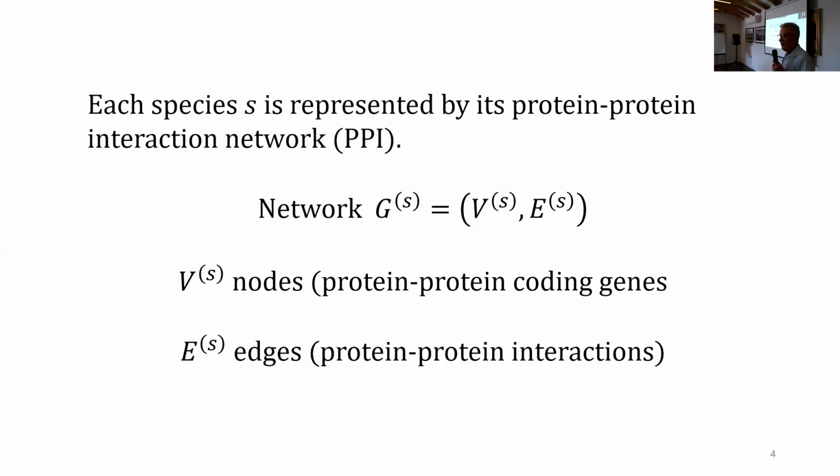Now, each species is going to be represented by its protein-protein interaction network. And I would like to imagine that this has to do with what Paul was talking about earlier today, about process. It may be that it doesn't, but I think it's a reasonable way to start to discuss evolution in terms of process. Everybody knows this stuff about a network being a set of nodes and a set of edges. And the nodes are the protein-coding genes, and the edges are the protein-protein interactions.